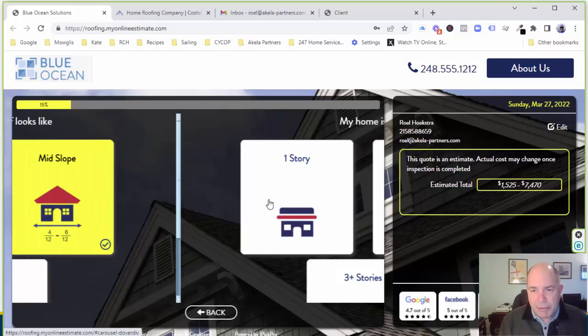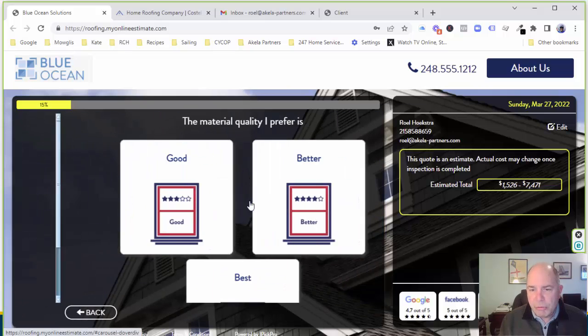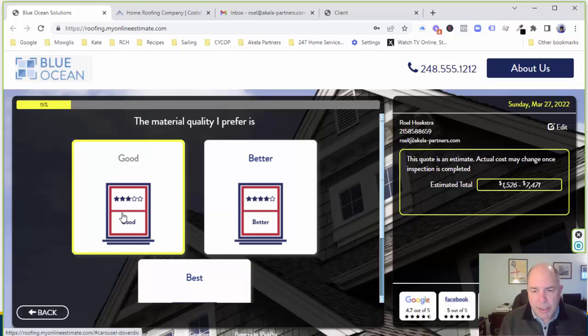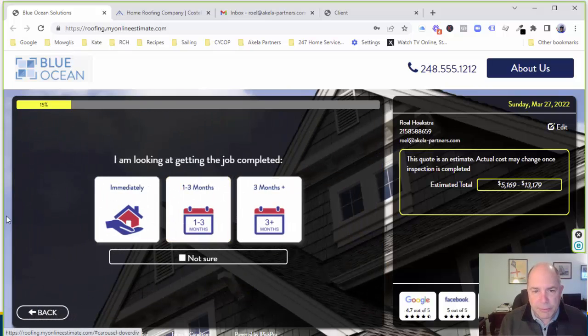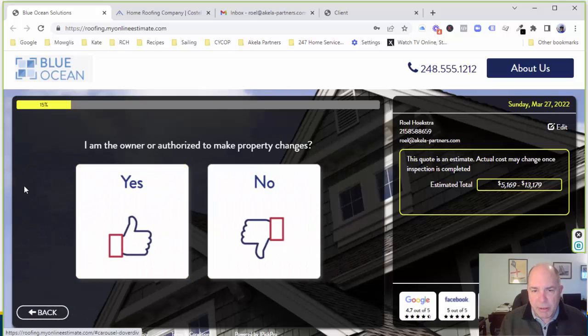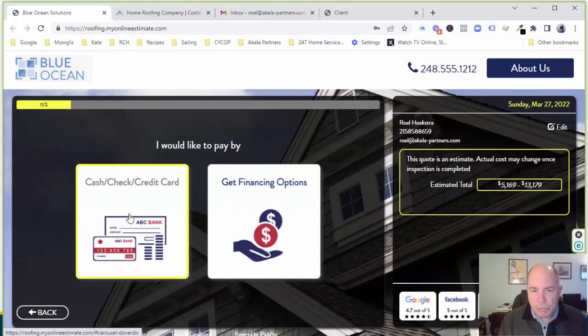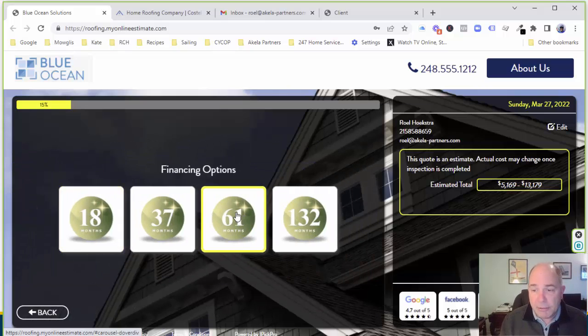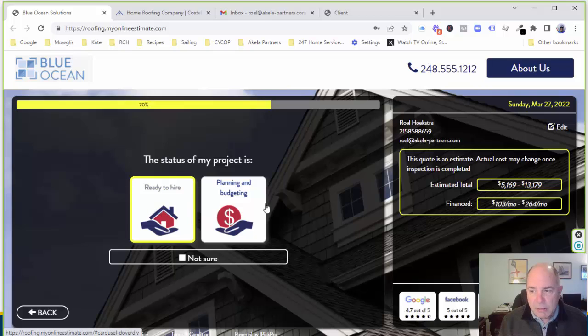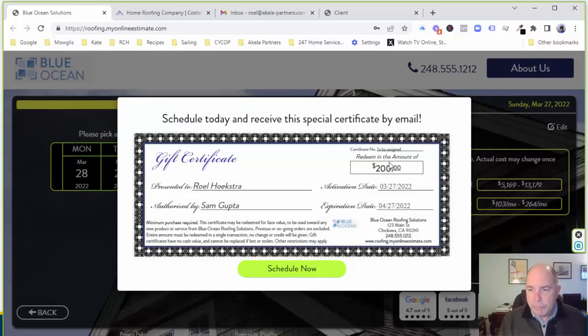So let's say we have a mid slope. It's 2 stories. I would like, oh, sorry, made this a little small to fit in the box. I'm going to go with the best materials, and I want to get the job done 1 to 3 months. I am the owner. Sure, I'd like financing. Let's look at 60 months. Oh, now financing has popped over here too, so we get some estimates there. Yeah, I'm ready to hire. Oh, sure, $200 off. Absolutely, give me that.